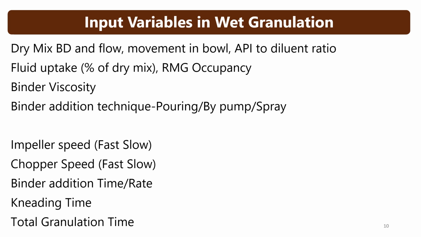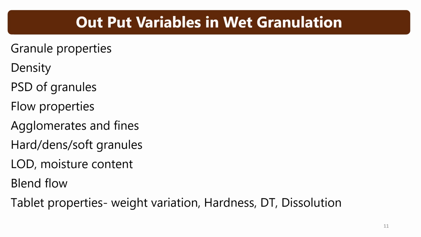Then the input variables which are process dependent. Till now we have seen the dry mix BD and flow, binder viscosity, binder addition technique. All these are the composition related variables. Now the process related variables or critical process parameters: impeller speed, chopper speed, binder addition rate, kneading time, and the total granulation time. These are the variables for wet granulation. And these input material properties, CMAs and CPPs will affect the output variables or output CQs.